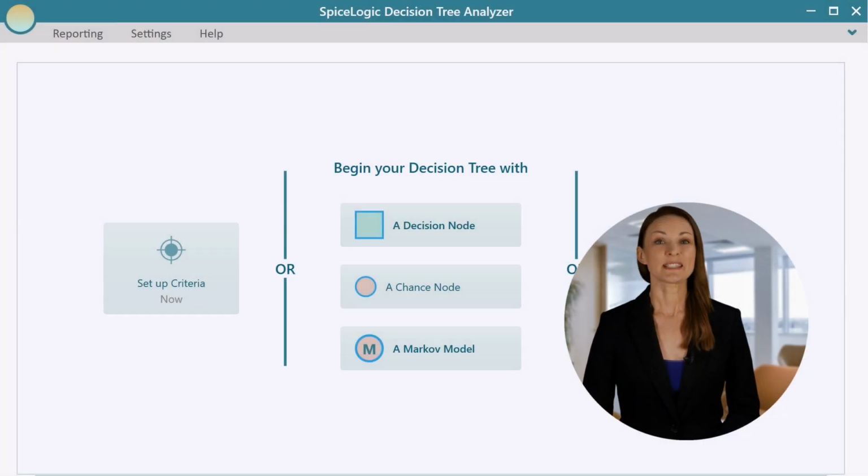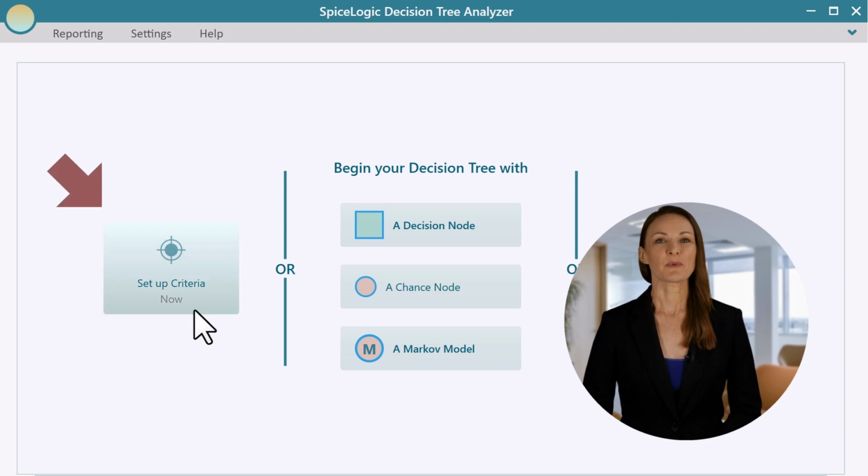Say you're in the market for selling your house, but you can't determine what should be the best price to list or what offer you should accept. Today, I'll model a simple decision tree and show you step by step how to derive the right selling price using the concept of the utility function and certainty equivalents. Let's start the SpiceLogic Decision Tree software.